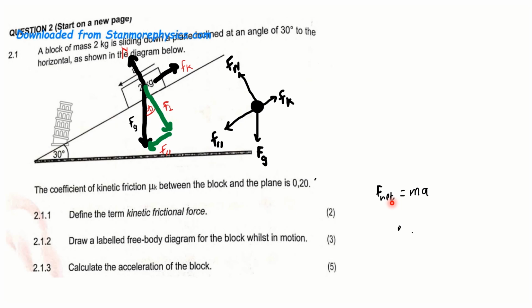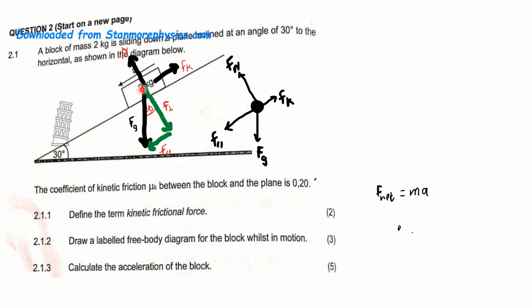What is F net? We are talking about all the forces that are responsible for the motion of the block. If you check them out, the block is not going up and down because it's just sliding in a diagonal manner like this. When the block doesn't go up and down, it simply means that the magnitude of the normal force is the same as the magnitude of the F perpendicular. That's why the box is not going up and down.